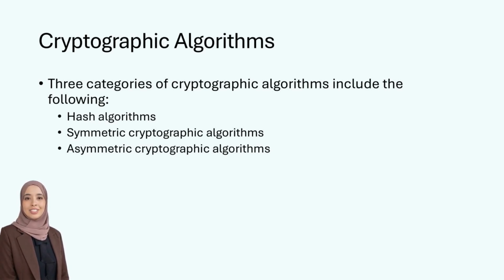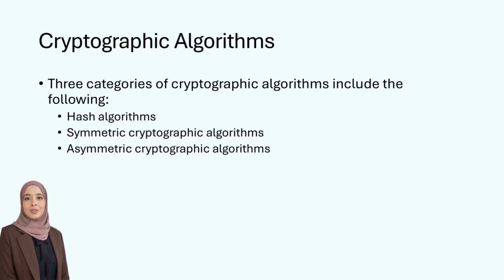The first type is, let's say, hash algorithms. These take data and turn it into a fixed size string of numbers and letters, which helps check if the data has been changed. Second, we have symmetric cryptographic algorithms. In these, the same key is used to both encrypt and decrypt the message, meaning both the sender and receiver need to have the same key.